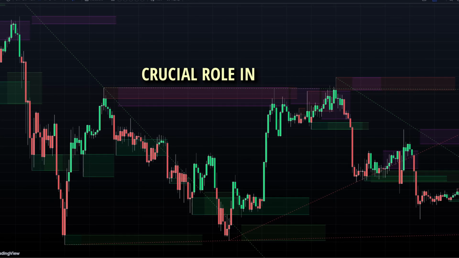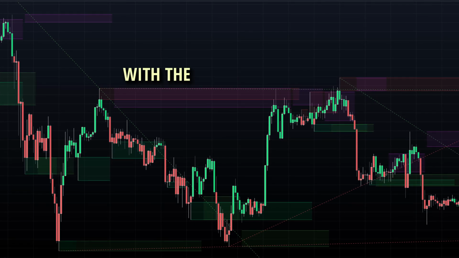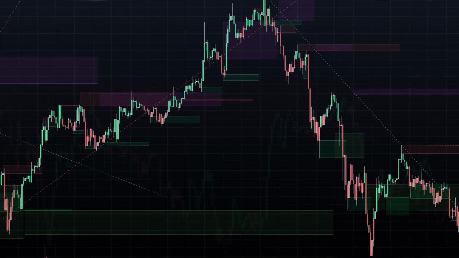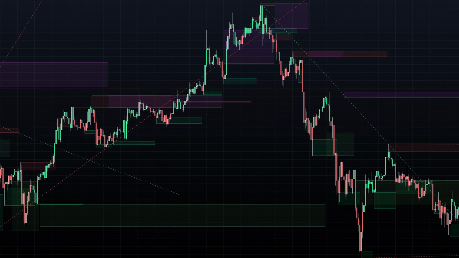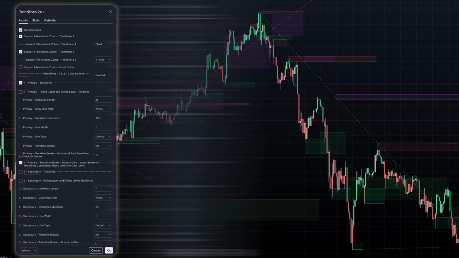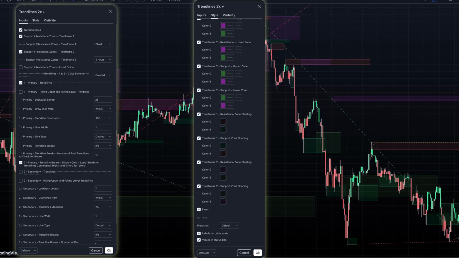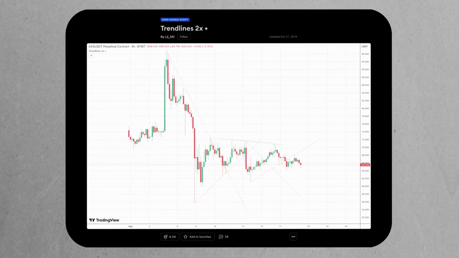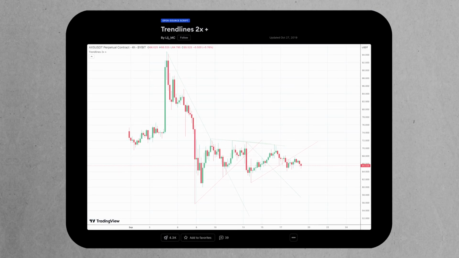Volume plays a crucial role in confirming significant levels, with the indicator using moving averages of volume to validate its signals. The code demonstrates careful attention to handling edge cases and offers various visualization options to accommodate different trading styles and preferences. It's called Trendlines 2X by Ledge MC.